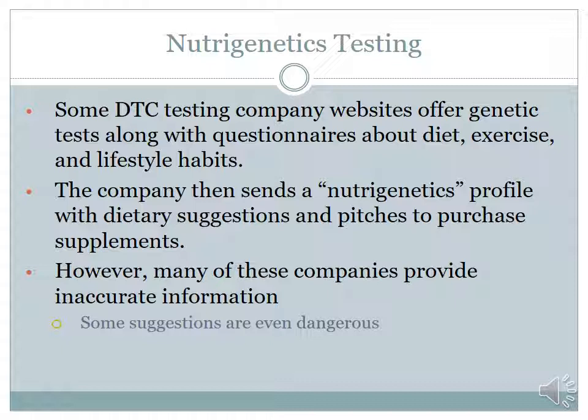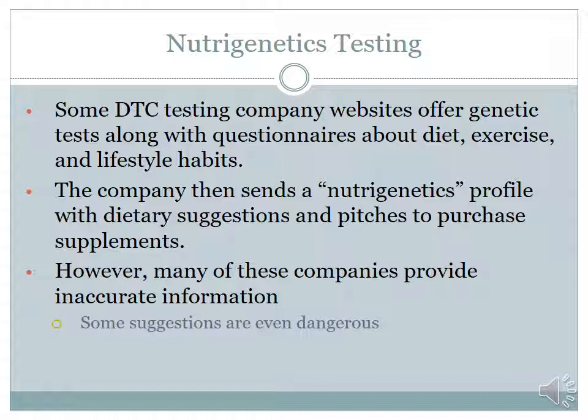Today we also have nutrigenetics testing. There are websites that offer the direct-to-consumer tests along with general questionnaires about diet, exercise, and lifestyle habits. The companies return supposedly personalized profiles with dietary suggestions, often with an offer of a costly package of exactly the supplements that an individual purportedly needs to prevent realization of his or her genetic fate.